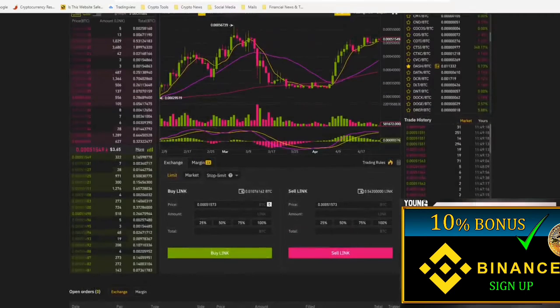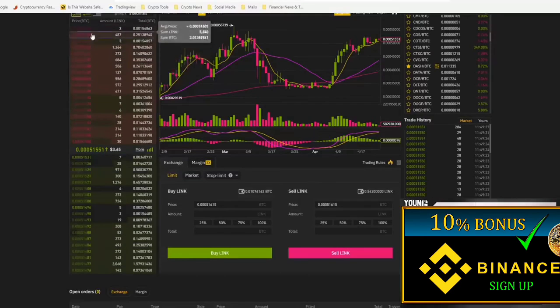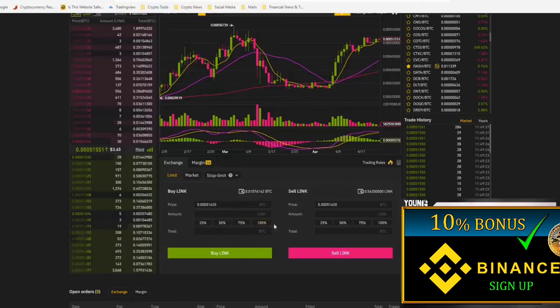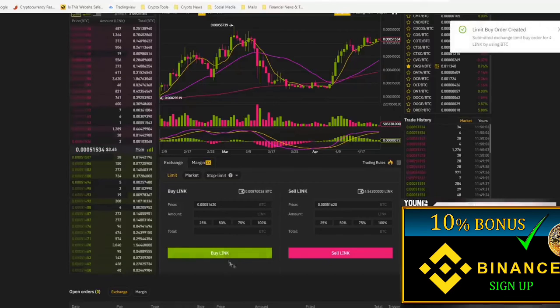So if you don't know how to use that, the best and most convenient way to do it, I'm also doing that, is just click on a price right here. For example, this is the highest price that I want to pay for my Chainlink. So that is 51,620. I click on that, then it fills out automatically, and then again you can choose how much percent of your BTC you want to spend on this Chainlink, or you can simply type in how much you want. For example, 4. Let's do that. We want to buy 4 Chainlink with the BTC that we have, and this is the max price that we want to pay for it. Then you simply buy link, and it's done.